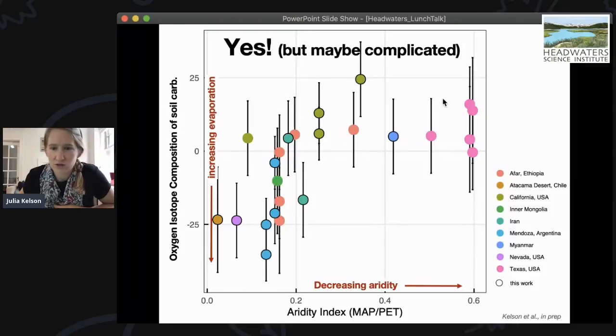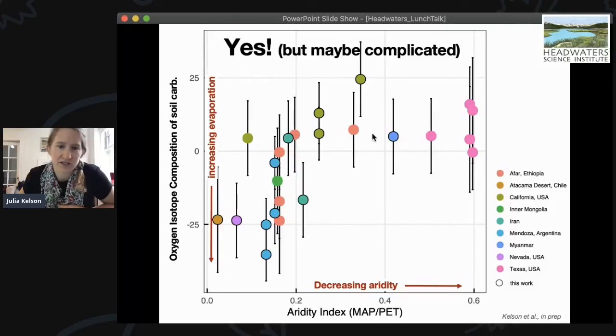And then over here on the right-hand side, it does look like these soil carbonates that were collected in Texas and in Argentina, this sample is from Myanmar, these are forming under conditions that are not really evaporated. So this would look something like a humid climate.